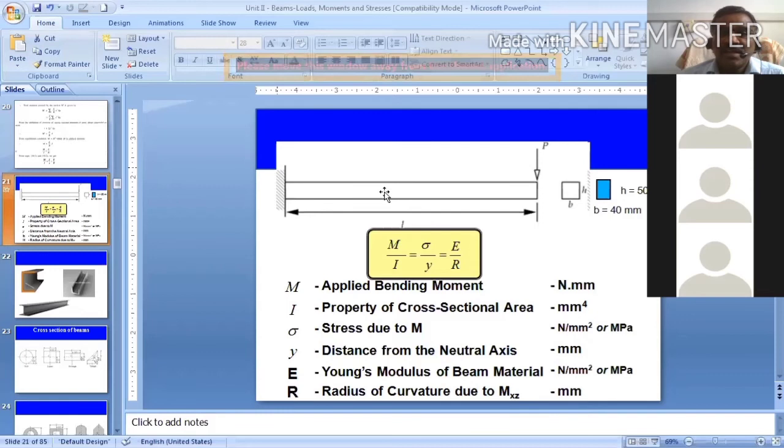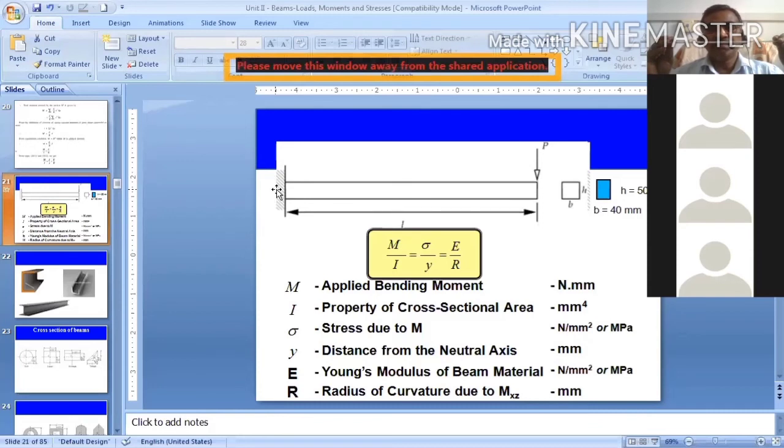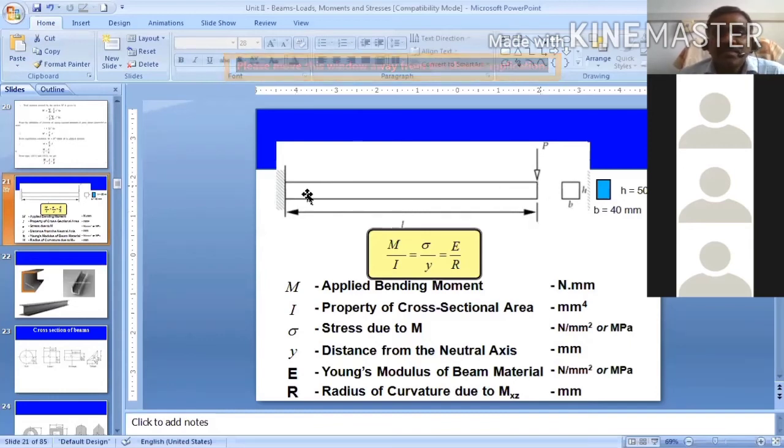In the case of a cantilever beam, the fixed end will be subjected to maximum bending moment. Now take this scale and hold it here. It is a fixed beam. When you apply the load here, where may the failure occur? This point will be subjected to maximum bending moment. And how do we calculate it? P into L. If you put P into L, that is the bending moment.